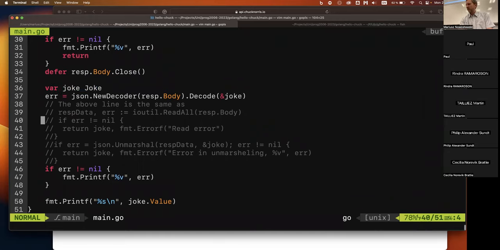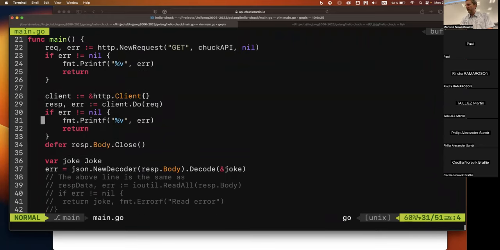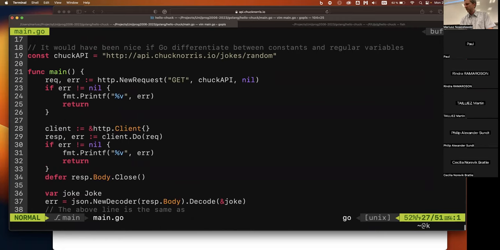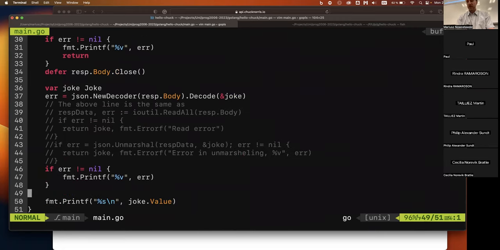So in a very imperative way, we are creating the request, conducting the request, getting the body, and then parsing the joke. So once we parse the joke and there was no error, we have the content of the JSON in the joke structure, and then we can access the value out of it, right? Remember, the value was the joke. So then we print it, and that's our program, right? So very simple, very imperative, and that's how it works in Golang.